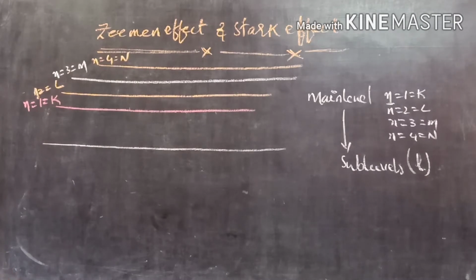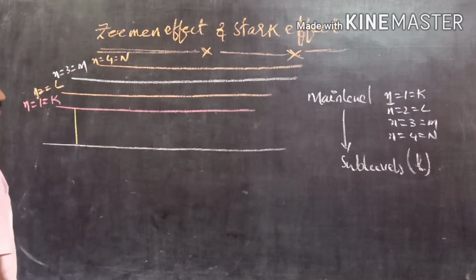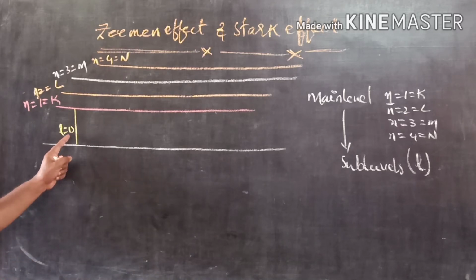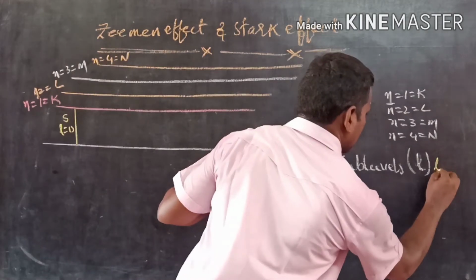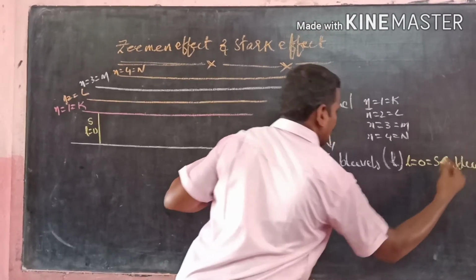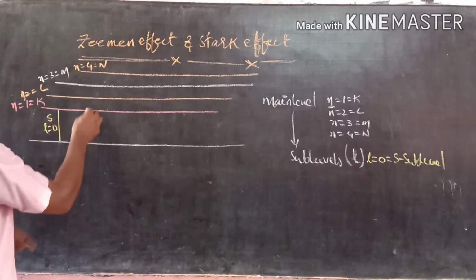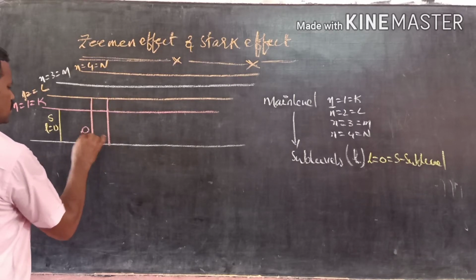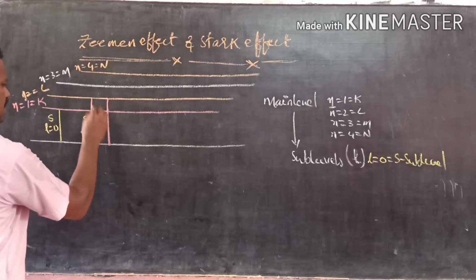Now, what sublevels are there under the spectra? Main level 1 has only one sublevel whose l value is 0. This l value 0 is represented by the letter s. So the sublevel l equals 0 is called the s sublevel. Now come to main level 2. This main level 2 is divided into two sublevels whose l values are 0 and 1. 0 is represented by s, 1 is represented as p.